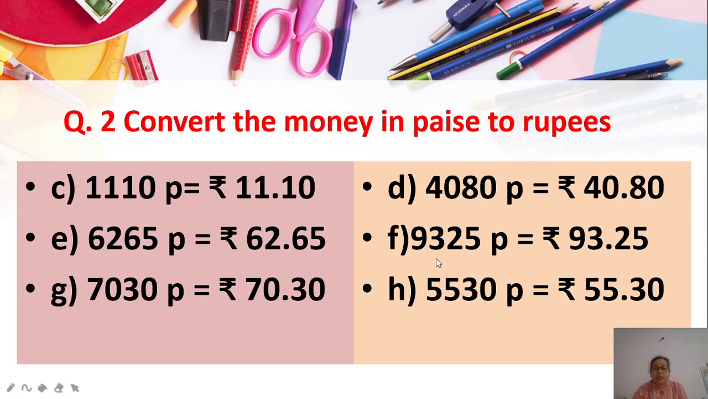In my F question I have 9325 paise. Firstly I have written the rupees symbol and then I have given dot after two places. Then our H question is 5530 paise. You can see here we have written the rupees symbol and then we have given dot after two places.